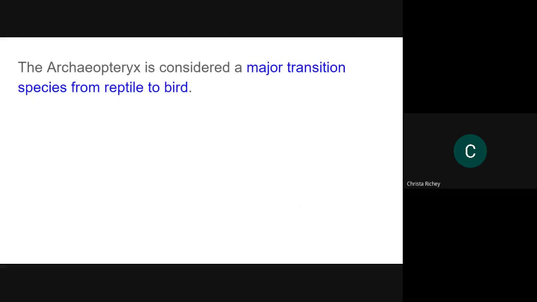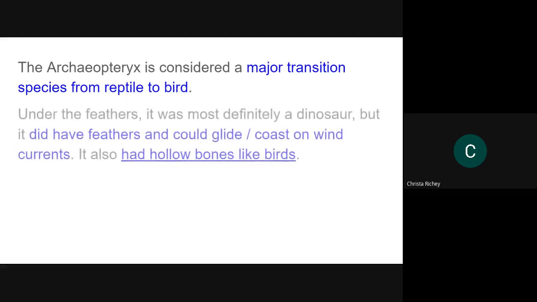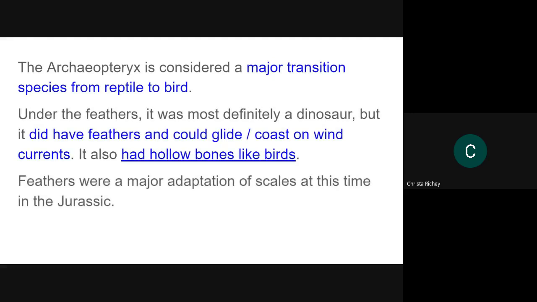All right, Archaeopteryx. You've probably heard of this thing. This was one of the most important transitional species that we've had. If you would take its feathers off, it definitely was a theropod. It was a dinosaur that was feathered. The huge, important difference with Archaeopteryx was the fact that it had hollow bones, which lightened its skeletal load and allowed it to most likely glide through the air.